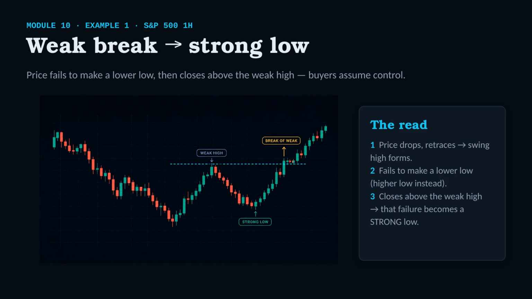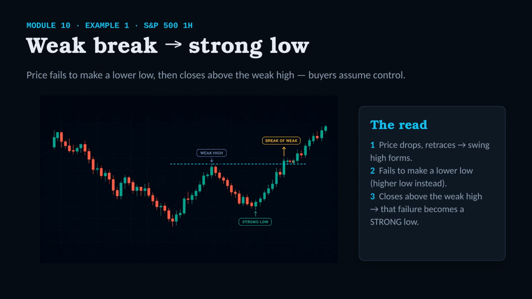Let us put everything together on a real chart. The S&P 500, 1-hour time frame. Here is a market structure shift already. Notice how price went down significantly, then started to retrace back up, forming a swing high. After that, price starts to go down, but it fails to produce a lower low. Therefore, it fails to render that swing high as a strong high.